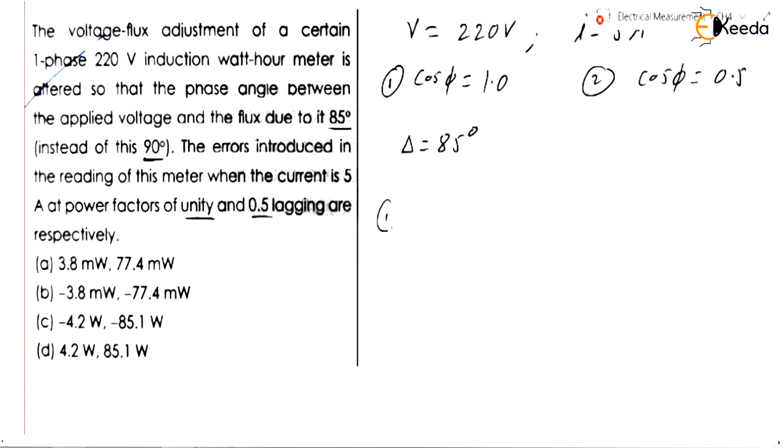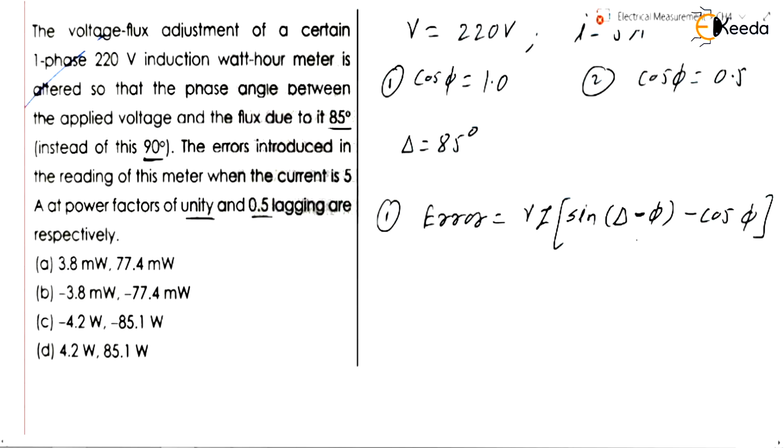So let us first find it for the first case. As we know, error is equal to V into I, we have derived it, into sine of delta minus phi. They want the error in terms of watts, not in terms of percent. So delta minus phi, minus cos phi.